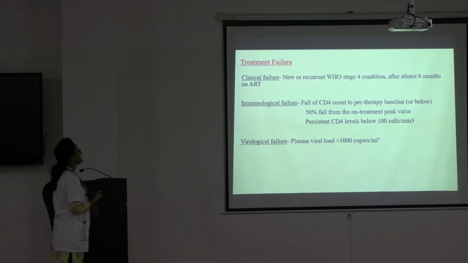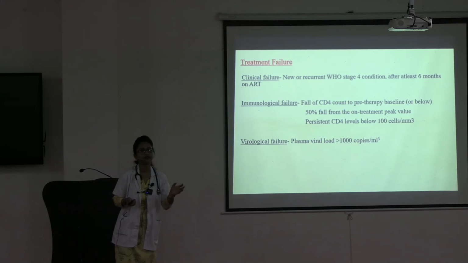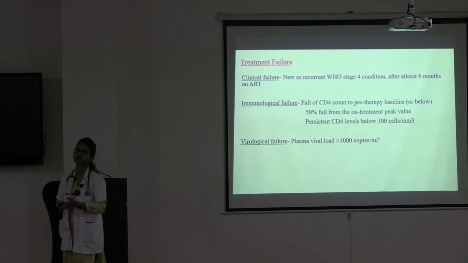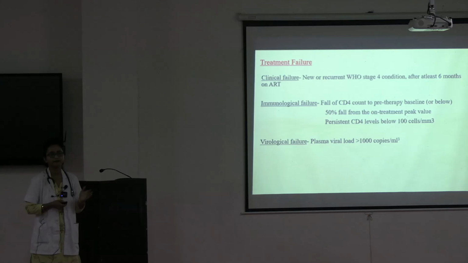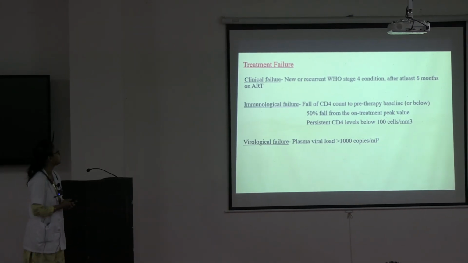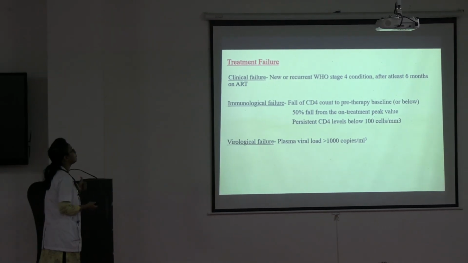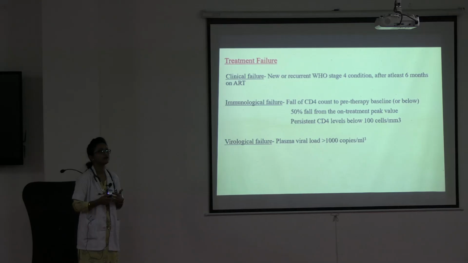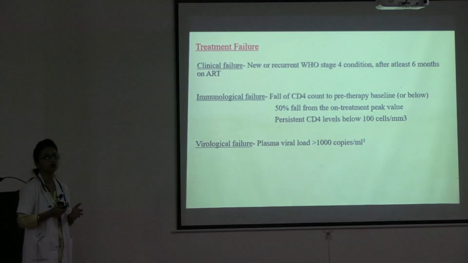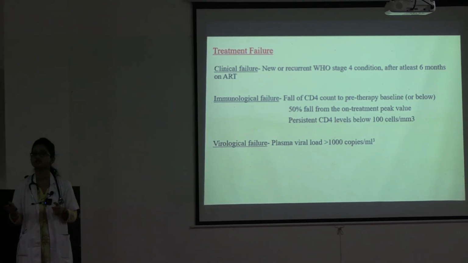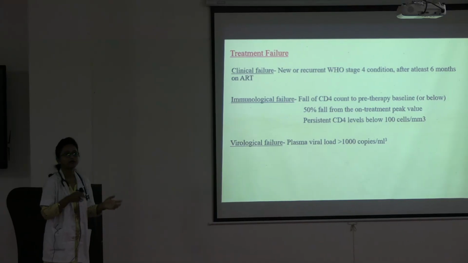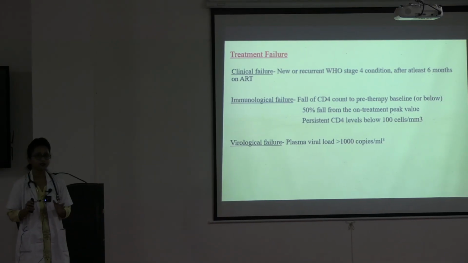Now, we have treated the patient, we have given the medication, we have monitored the patient, still the treatment is a failure. So, what are the parameters? First is the clinical failure. That is, the patient has developed new WHO stage 4 condition, whatever opportunistic infections I have already told you, after 6 months of ART use.